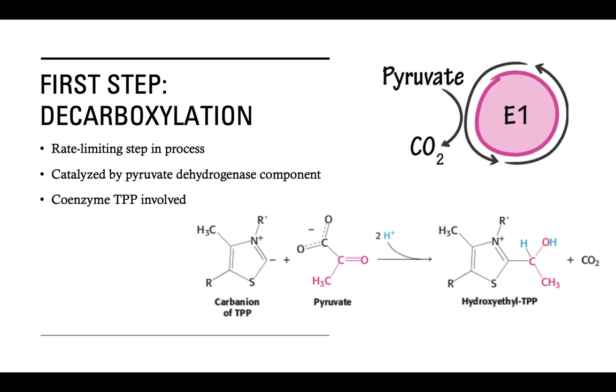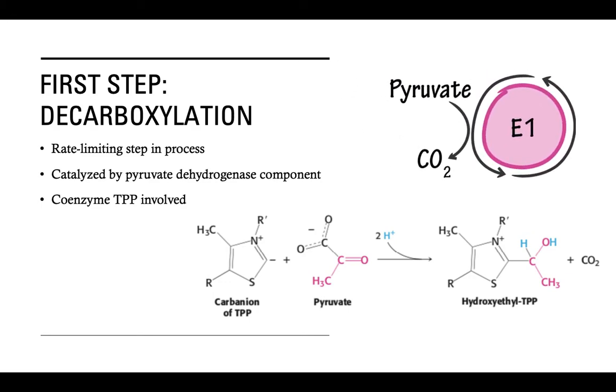The first step of the process, decarboxylation, is the rate-limiting step in the reaction and is catalyzed by the pyruvate dehydrogenase component, or E1 for short. This requires the help of coenzyme TPP, or thiamine pyrophosphate. In this first step, pyruvate combines with the ionized form of TPP and is decarboxylated to yield hydroxyethyl TPP along with CO2, since decarboxylation is the removal of CO2 from a molecule.